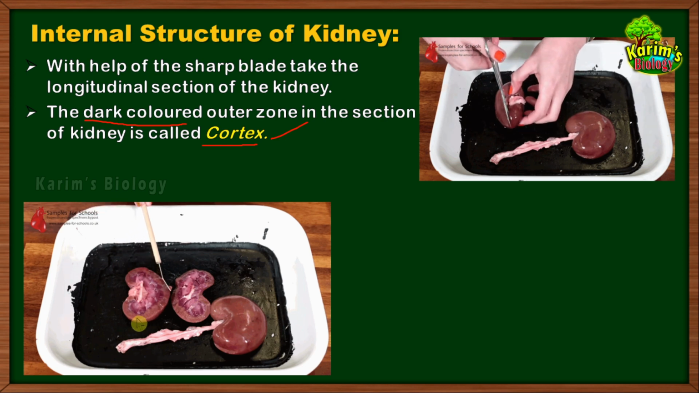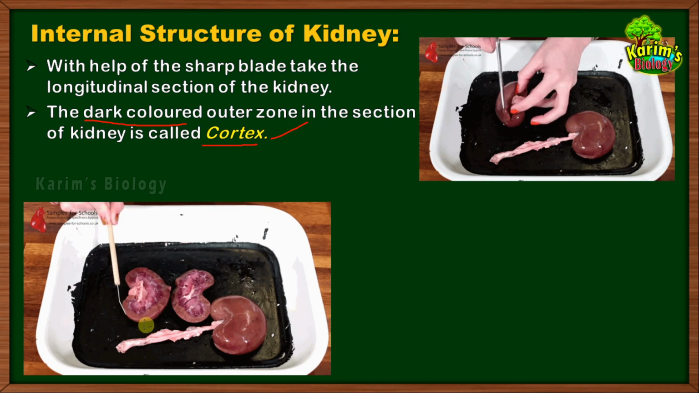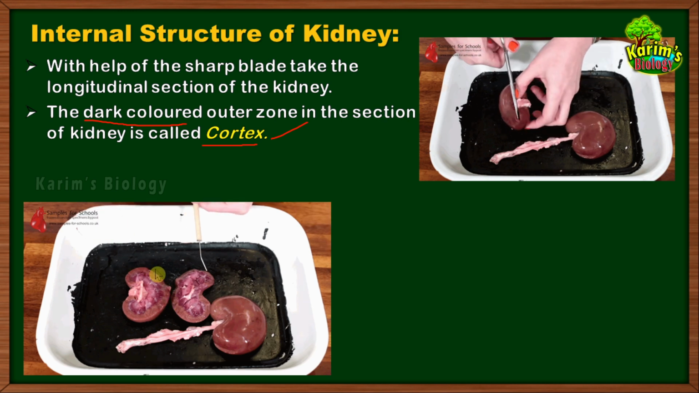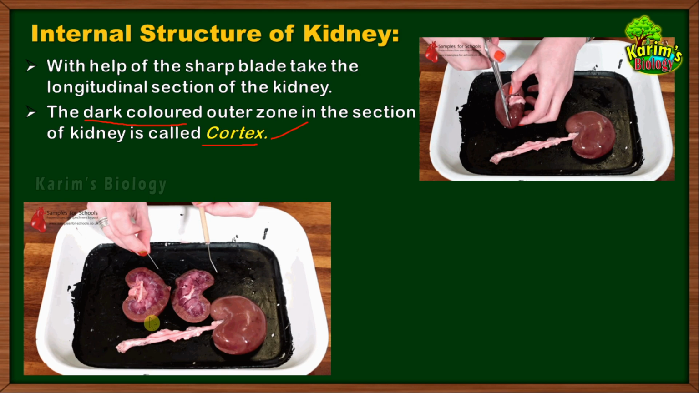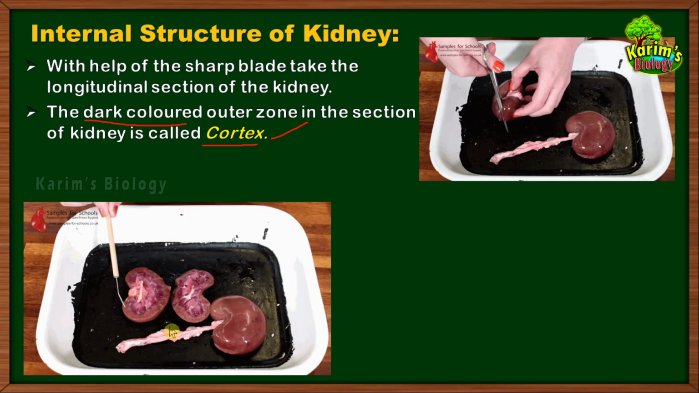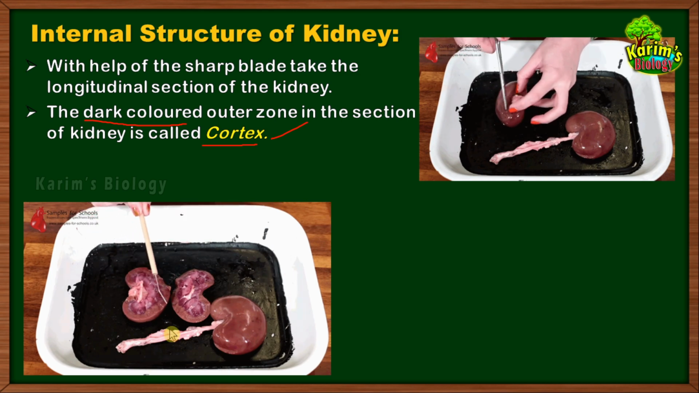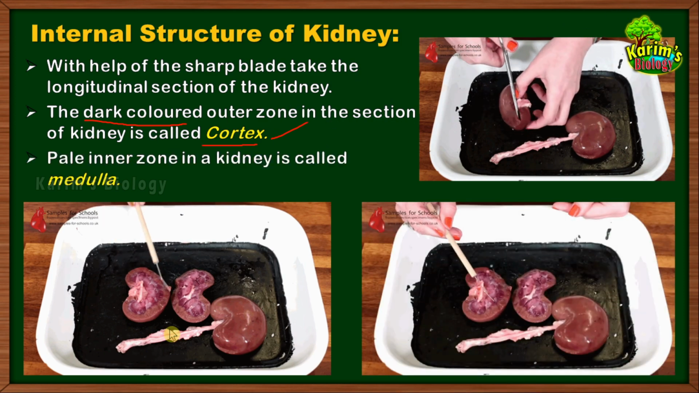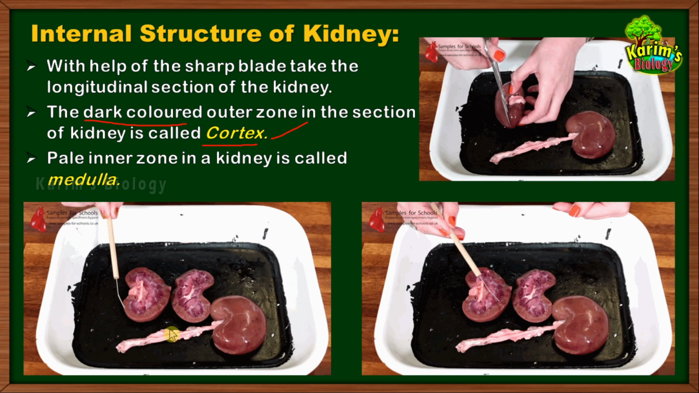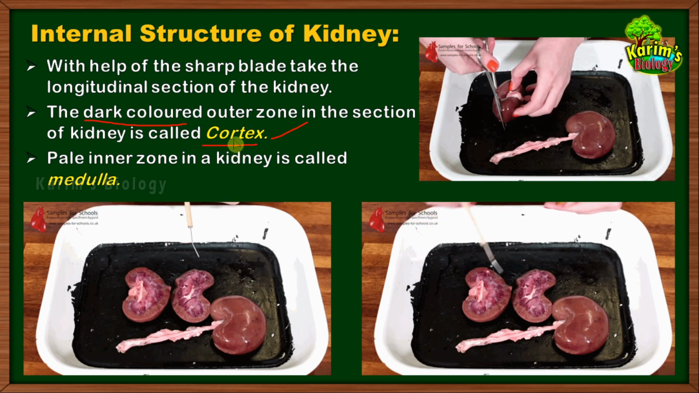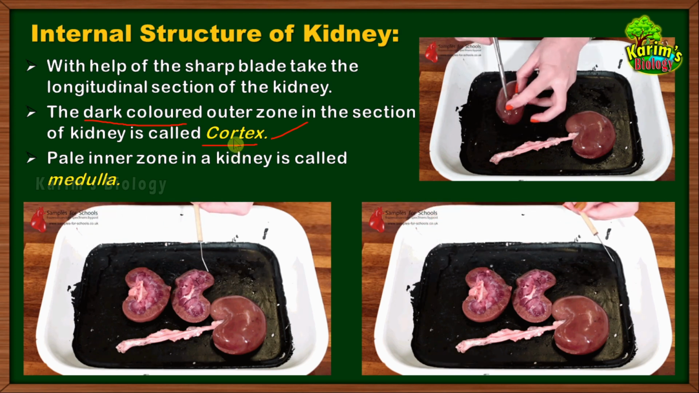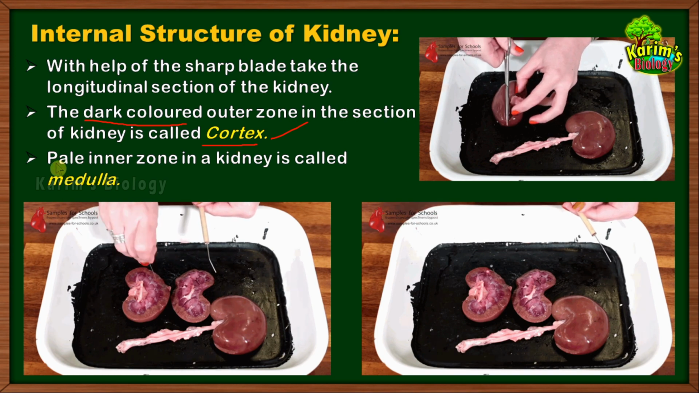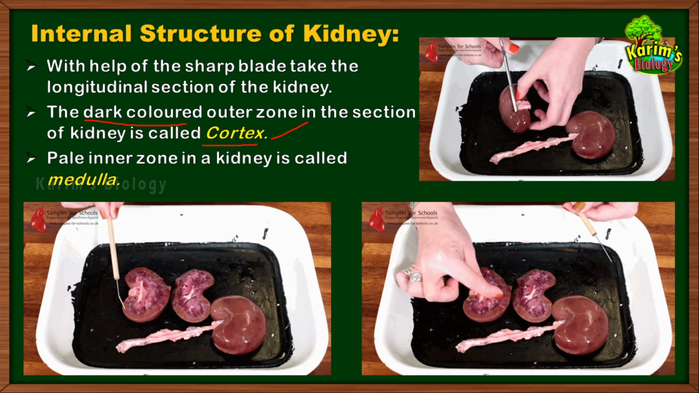Let me show you here. You can see this is the outer zone which is dark colored, and this dark colored outer zone is called the cortex. Then what is the second zone? The inner zone, which is pale in color. We have seen the dark outer zone called the cortex, and the inner zone of the kidney is pale in color.